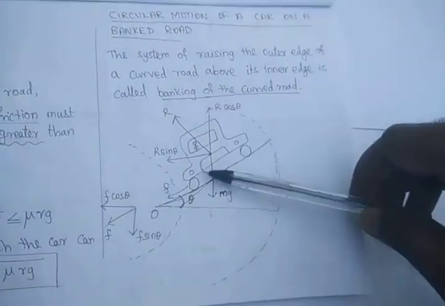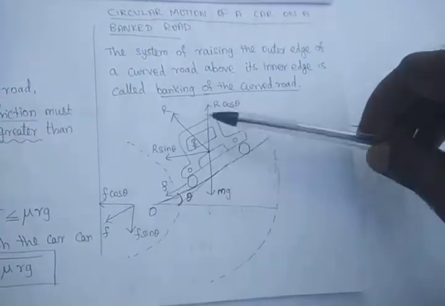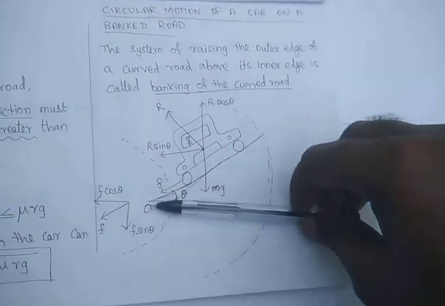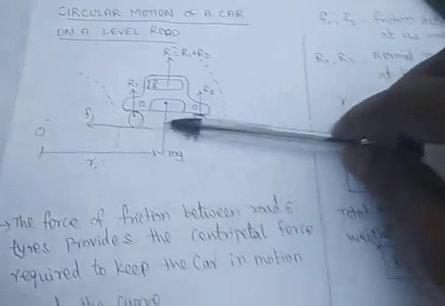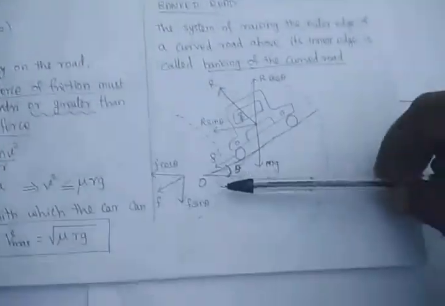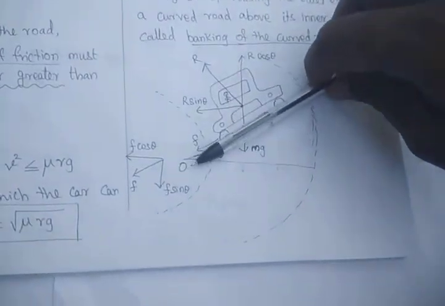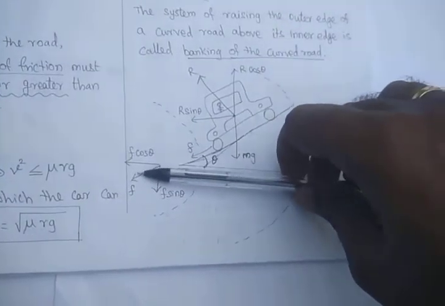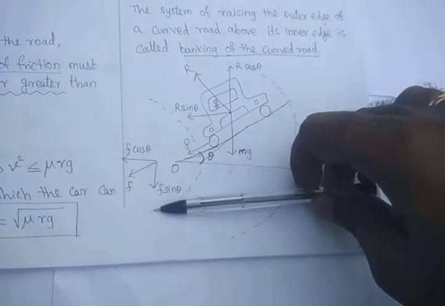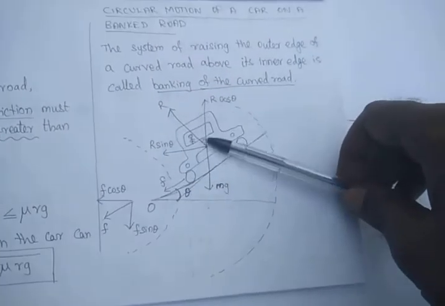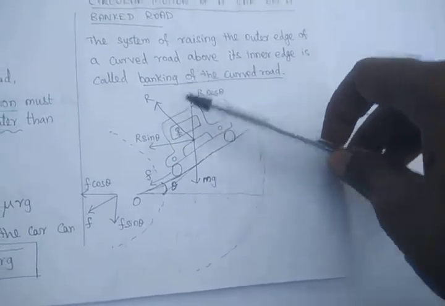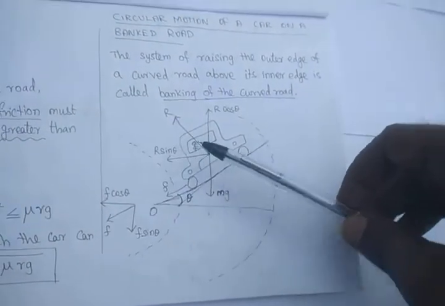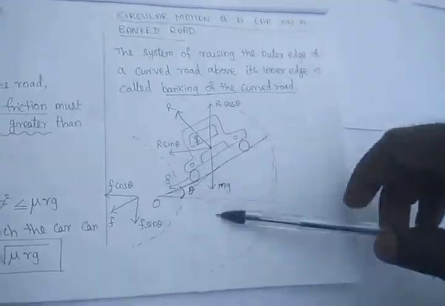It can be resolved into a horizontal component and a vertical component. This is R cos theta or R sin theta. Then again, the friction is moving towards the center. The friction of the tire will move towards the center of the curve. So that friction force is resolved into a horizontal component and a vertical component. Here the horizontal component is in this direction, as we have to go along with the object orientation.